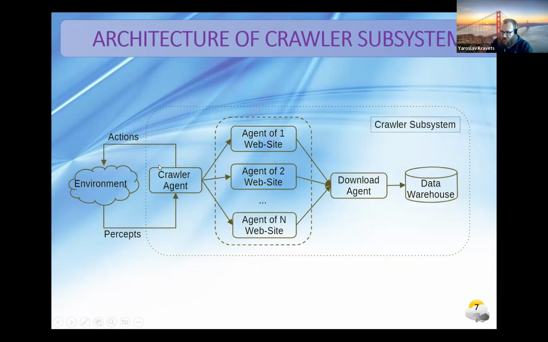Crawler agent is looking for new weather forecast sites on the internet. There are many agents which provide information for data fetching for different sites, one agent per site. All the agents pass downloaded page information to the download agent, which is responsible for downloading raw data from the internet and passing it to the data warehouse. It's here.